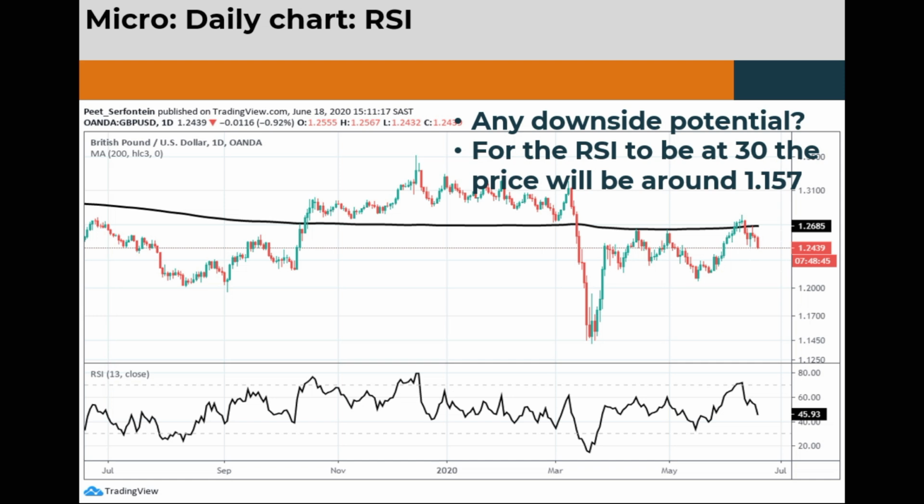But in our example, if you're looking at an RSI sitting at about a 46 reading, there's still downside potential because it's only oversold at around 30. So if I recalculate my RSI to see where the price action is going to be when the reading is at 30, you will see it's close to 1.157. So sitting at current levels of around 1.24, there's still downside potential to 1.157.